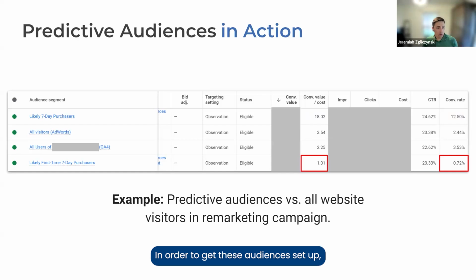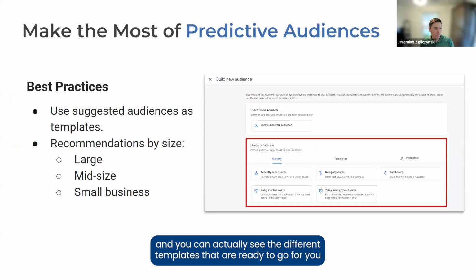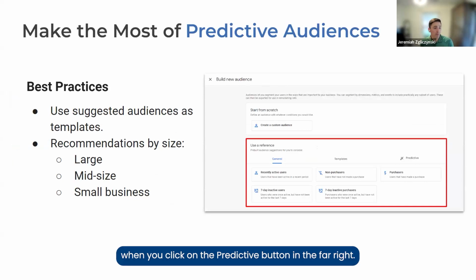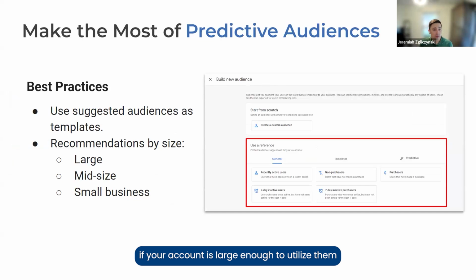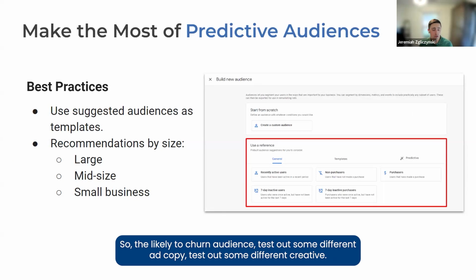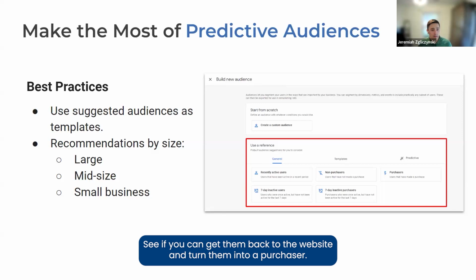website traffic. In order to get these audiences set up, very simply is jump over into your GA4 account, and you can actually see the different templates that are ready to go for you when you click on the predictive button in the far right. They are going to be for usually first-time purchasers, churning customers, likely to churn. So definitely take a look at them if your account is large enough to utilize them and see if you're able to make use of them. So the likely to churn audience, test out some different ad copy, test out some different creative, see if you can get them back to the website and turn them into a purchaser.